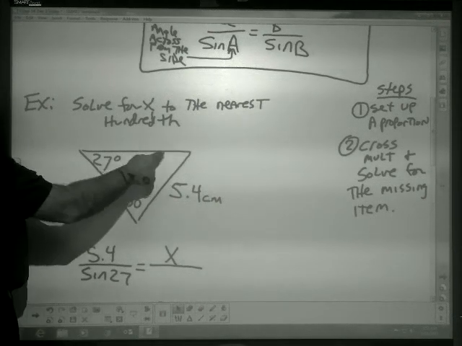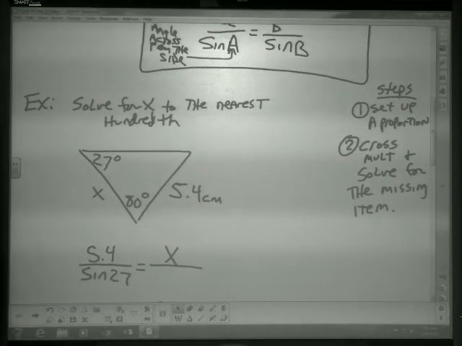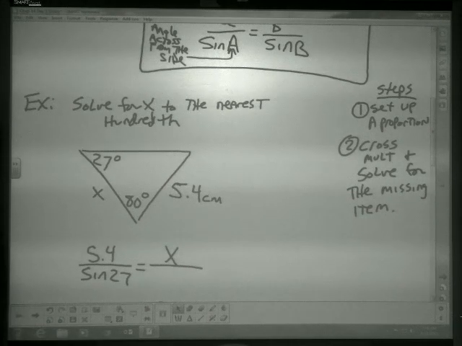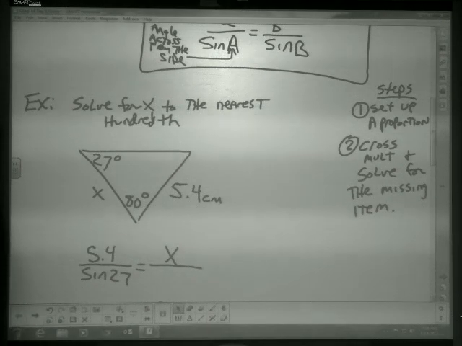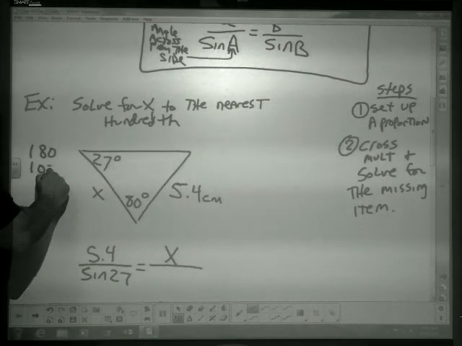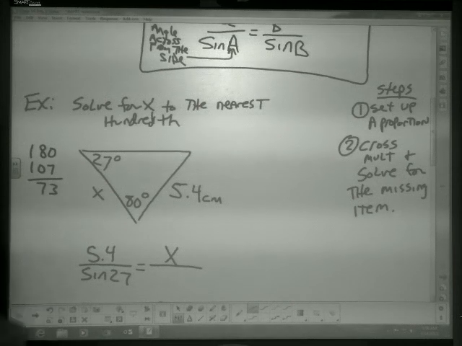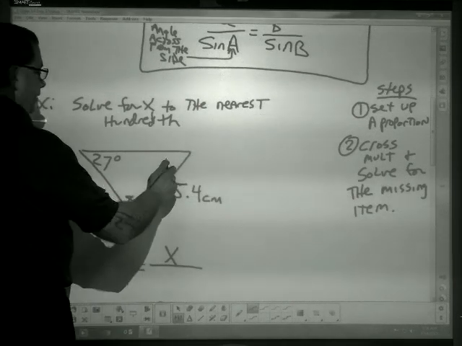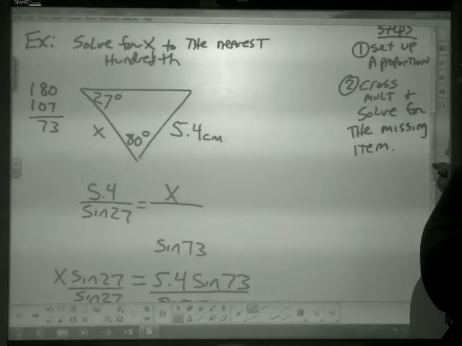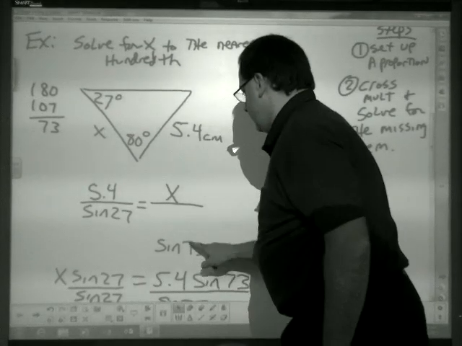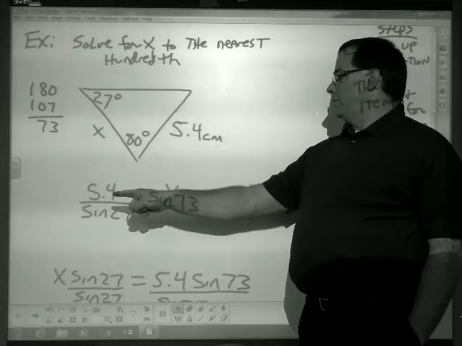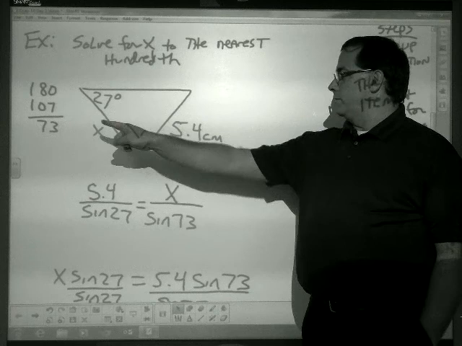Sometimes the angle is given to you. Sometimes you just got to use a little bit of triangle math to figure it out. So 80 plus 27 is 107. 180 minus 107 is 73. Okay? So I know that this angle now is 73 degrees. So we have 5.4 over sine 27 equals x over sine 73.